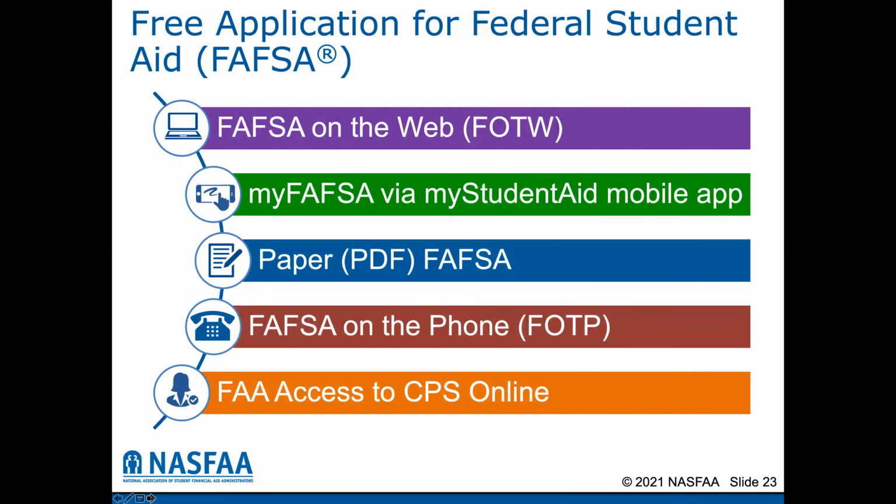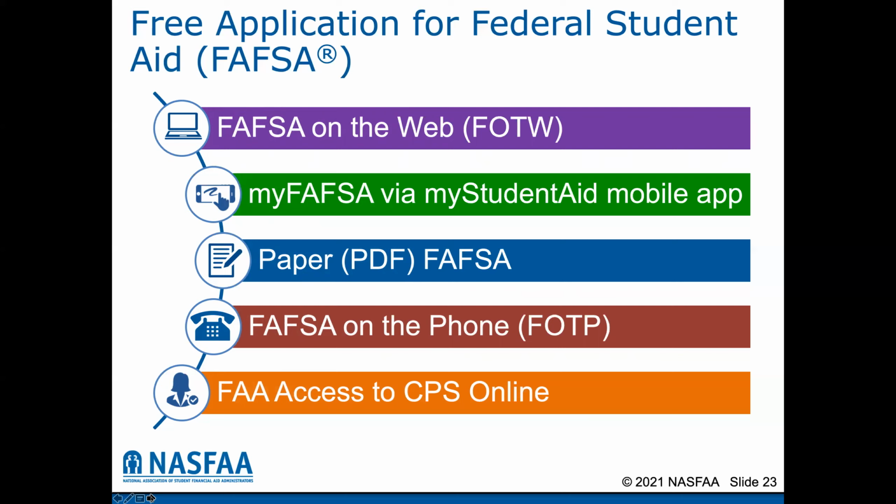The Free Application for Federal Student Aid can be done in several ways. FAFSA on the Web, which is on the internet. You go onto the website and you can complete the information. There's also a new myStudentAid mobile app, which is very convenient. Students seem to have no issues completing it through their phones or tablets.